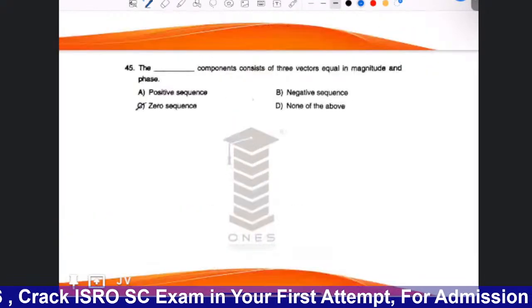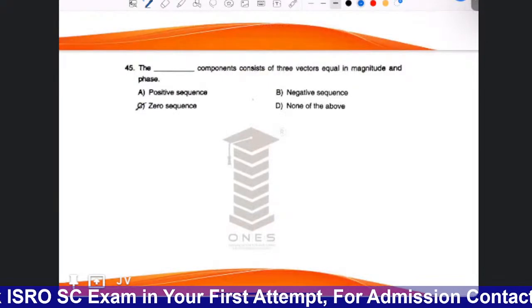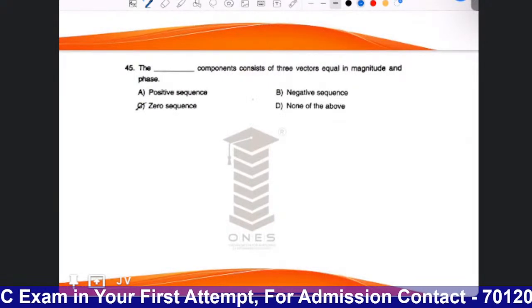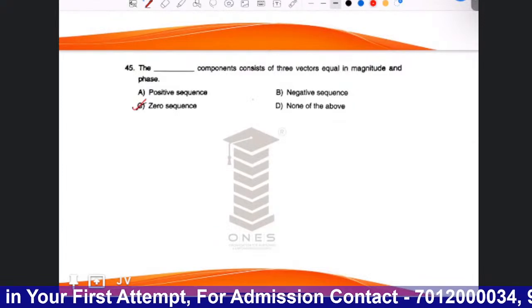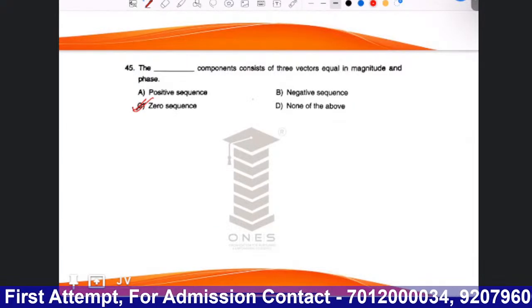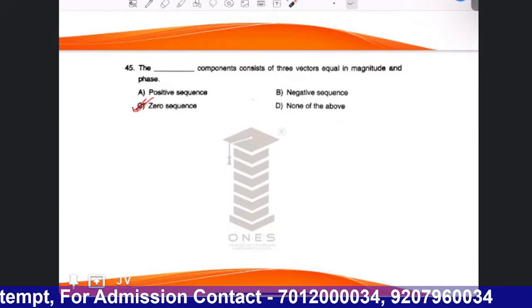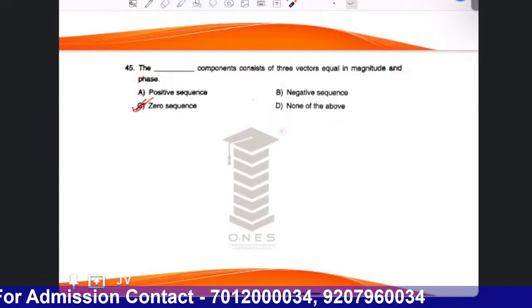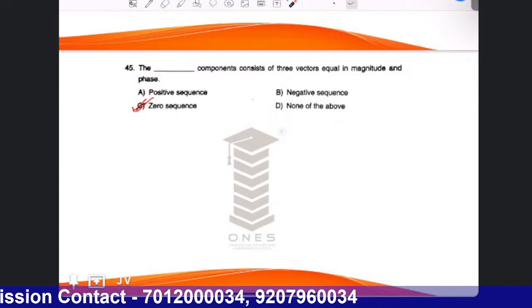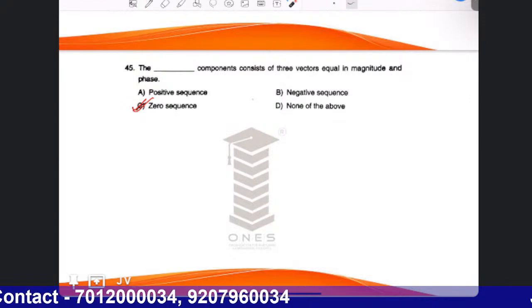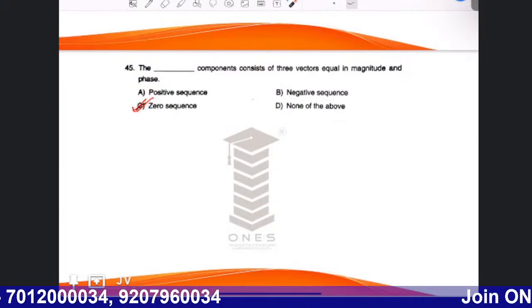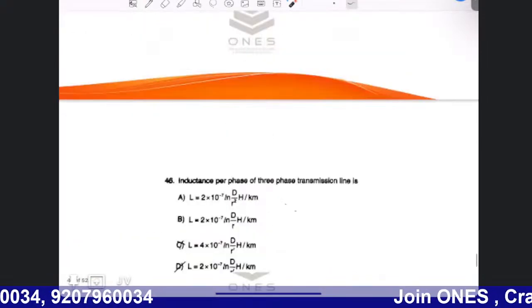45. The dash components consist of three vectors equal in magnitude and phase. It is zero sequence. In positive and negative sequences the phases are not equal; there is a 120-degree shift. So here the option will be zero sequence.